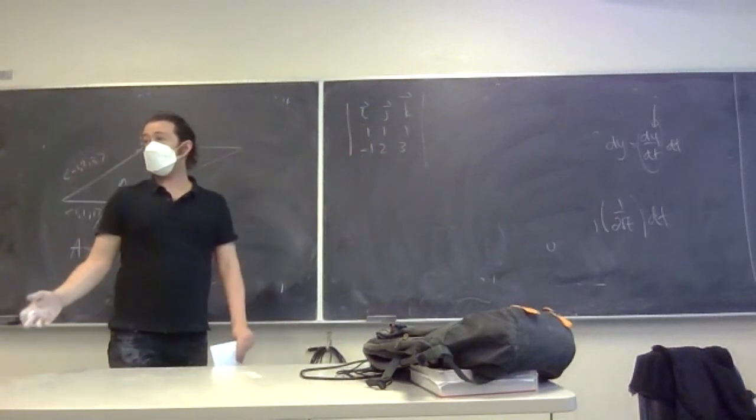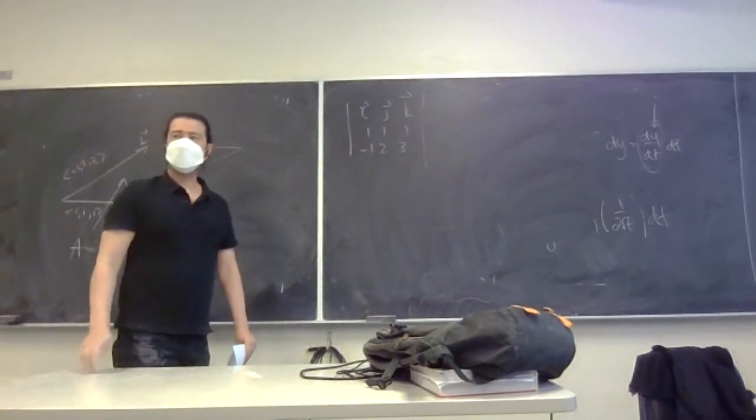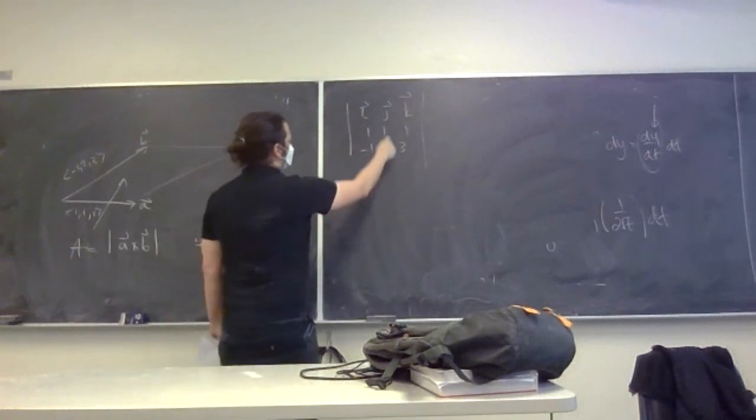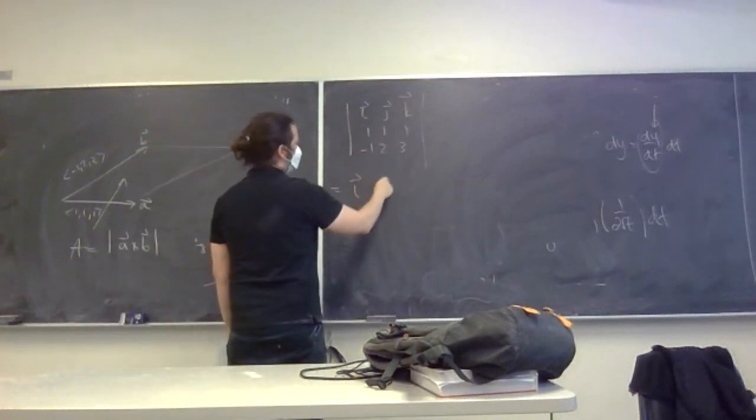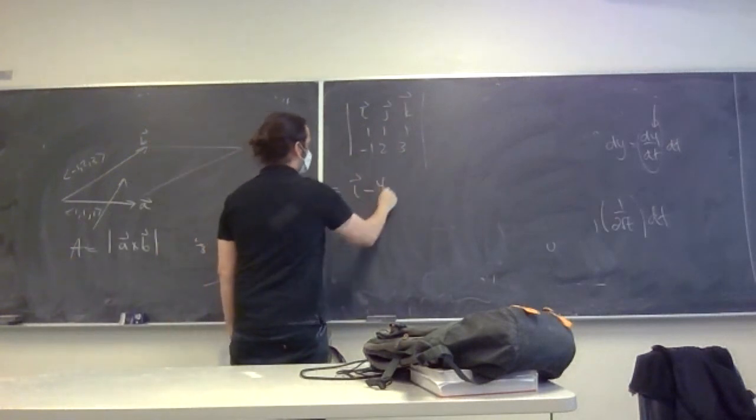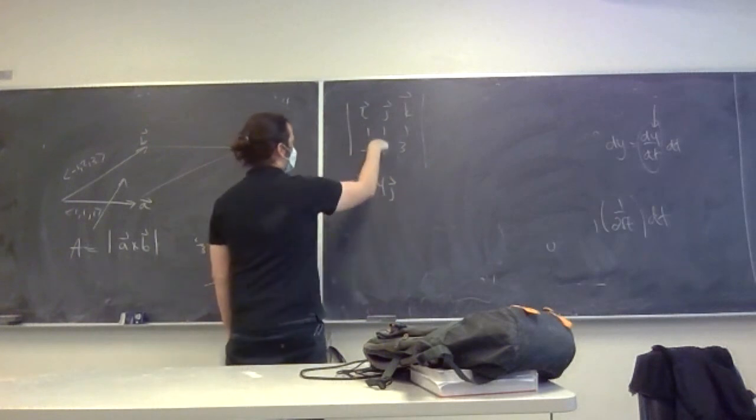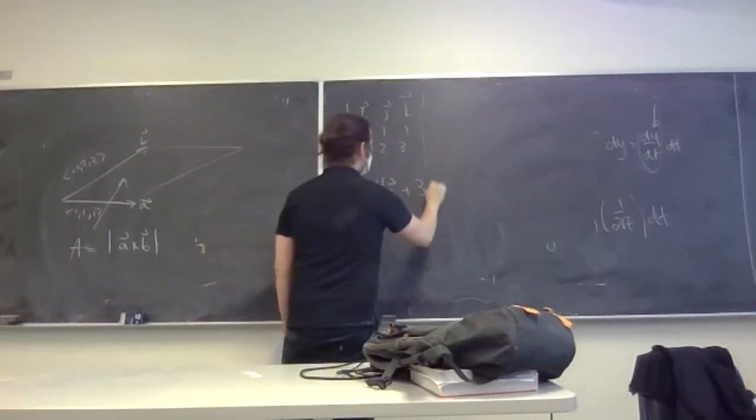You want to see this written out, or can I just write down what it is? Just write it down. All right. So you get 3 minus with i, and then that's 3 plus 1, which is 4, so minus 4j, and 2 minus 3k.